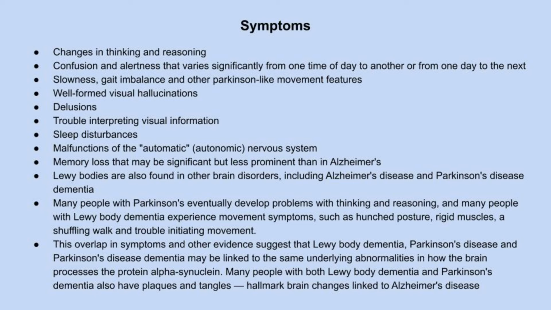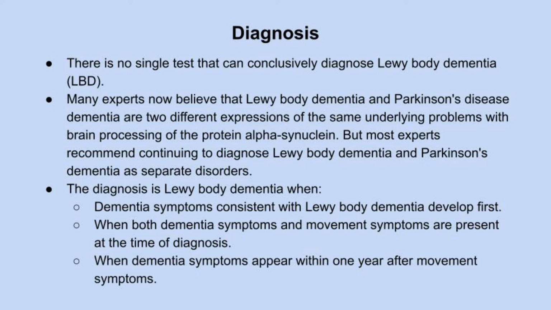So many people with both Lewy body dementia and Parkinson's dementia also have plaques and tangles, and this is the hallmark brain changes linked to Alzheimer's disease. So this is all still being figured out yet. So unfortunately, there's no single test that can conclusively diagnose Lewy body dementia. So many experts now believe that Lewy body dementia and Parkinson's disease are two different expressions of the same underlying problems with brain processing of the protein alpha-synuclein. But most experts recommend continuing to diagnose the two separately.